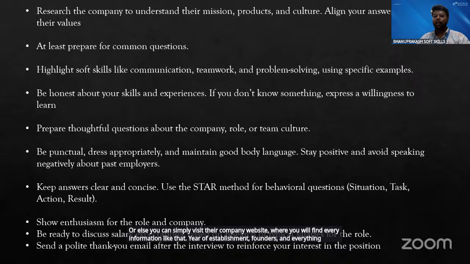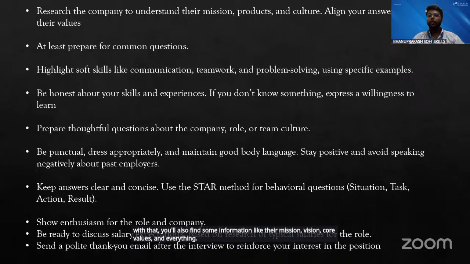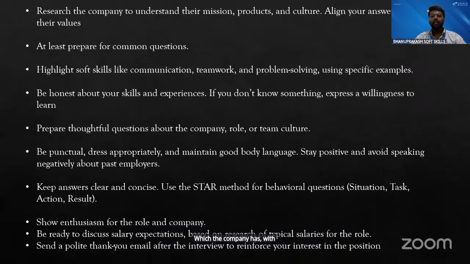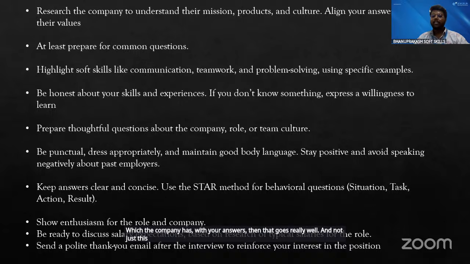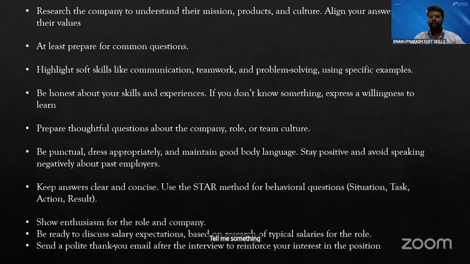Along with that, you'll also find some information like their mission, vision, core values and everything. If you align those kinds of words which the company uses with your answers, then that goes really well. And not just this part, you may expect one question from them: what do you know about our company? Tell me something about this company.